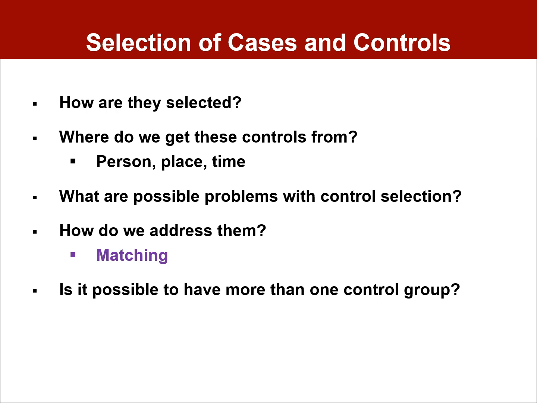So it's possible to match with more than one control group. And the key thing is you want to make sure that the control group does not have the particular outcome of interest. That's important. They can have other conditions, but just make sure they do not have the particular outcome of interest.